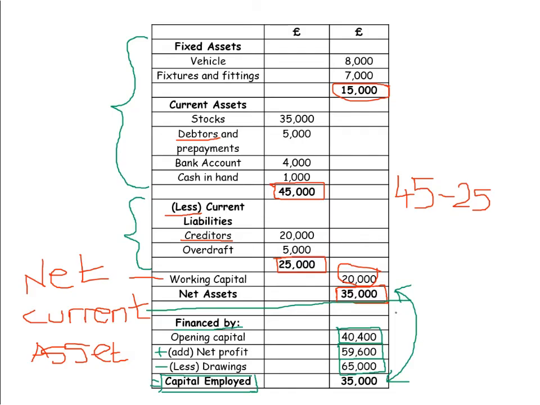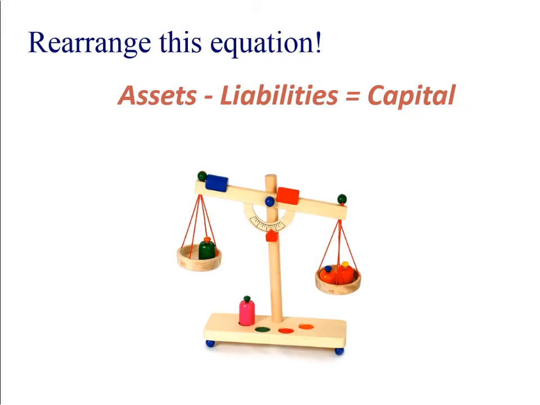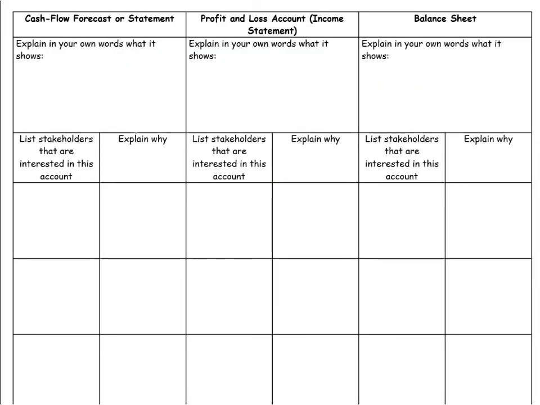But if it doesn't balance, you've worked out something wrong, but those two figures should equal the same, because basically you're saying the money that you've invested into your business is what your business is worth, in terms of what you own and what you owe. Okay, so there we go. Assets minus liabilities equals your capital. Okay, just a quick overview.